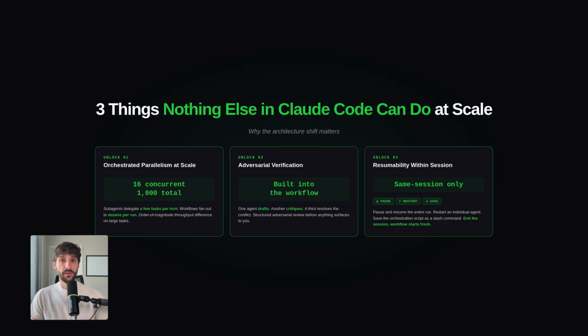First, orchestrated parallelism at scale. Subagents can delegate a few tasks per turn. Workflows fan out to dozens per run, up to 16 concurrently, up to 1,000 total. The throughput difference on large tasks is not incremental. It's an order of magnitude.